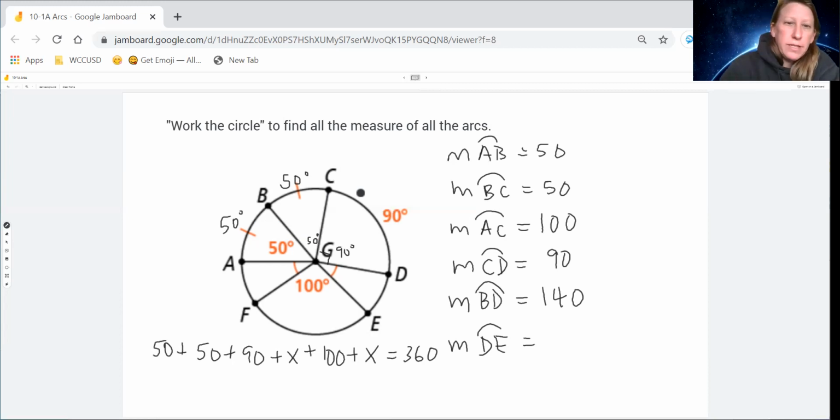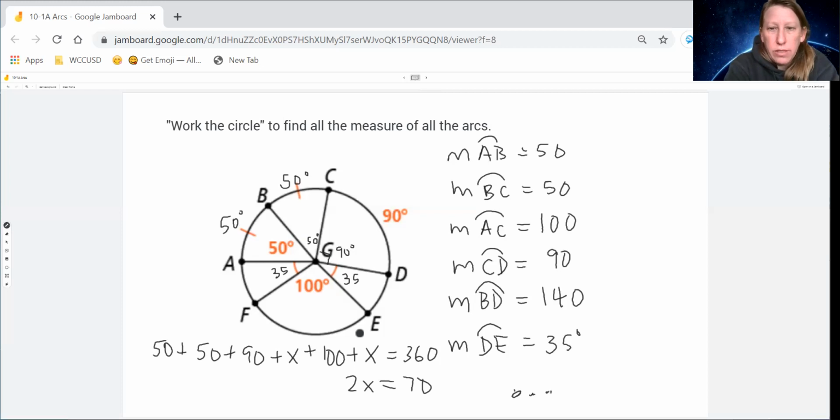Another way to do it is 360 minus 50 minus 50 minus 100 minus 90. You'll find that the leftover, after I subtract everything off, is 70. So the two leftover pieces are 70. That makes sense. This is 360 minus 200, which is 160, and 160 minus 90 is 70. So both of these together are 70. How much is each one? 35. Which means the measure of arc DE is 35.